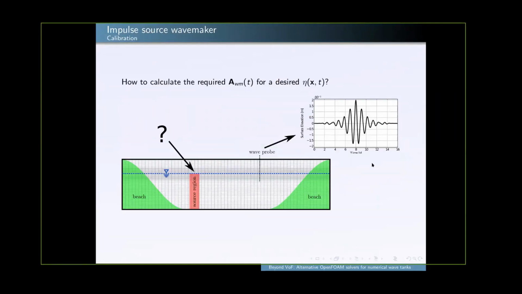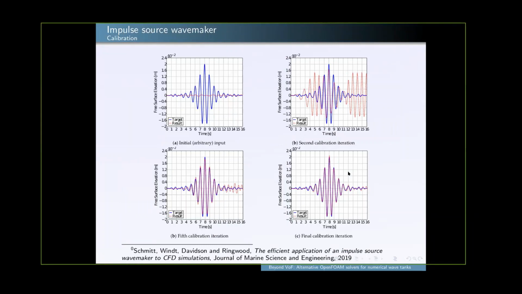So the question is, if there's our wave probe, and we want to have this particular wave signal, what do we have to put into there? What does this required input look like? To do that, we use a calibration method. In the top left, you can see there's our target wave in blue, and we just apply some arbitrary random input, and we get this resulting output wave, which isn't even close.